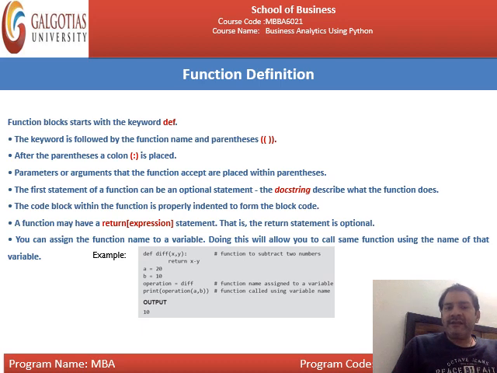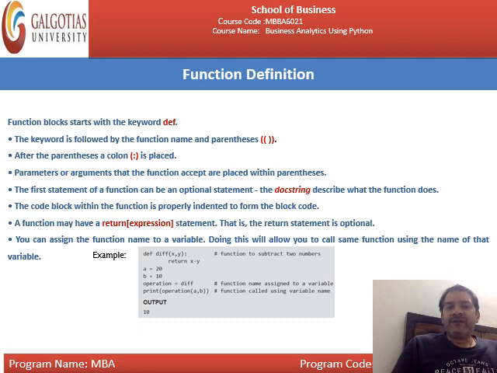Now you will see how we can use those things in our program. First point: the keyword is followed by the function name and parameters. In the example, def is the keyword. Diff is the function name, followed by parentheses. In the parentheses, you have passed the arguments x and y, and after the parentheses, a colon is placed. This is the second point: parameters or arguments that the function accepts are placed within this parenthesis.